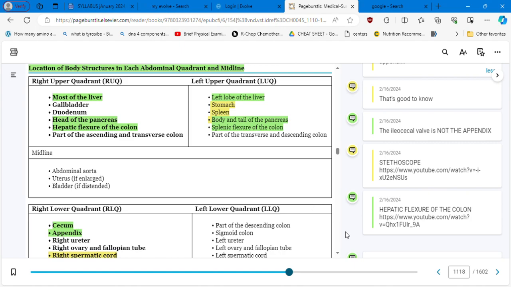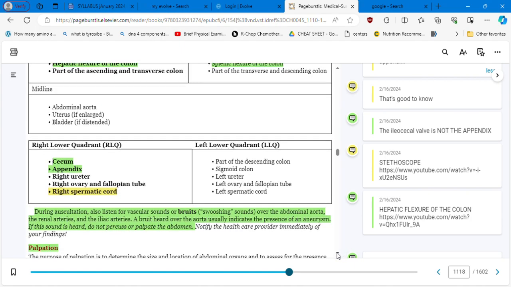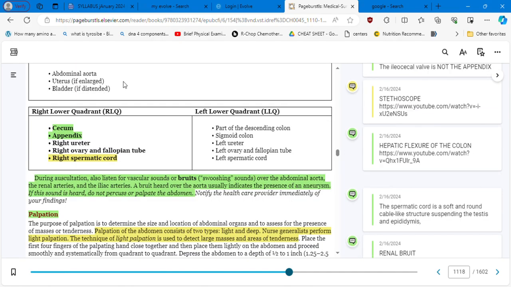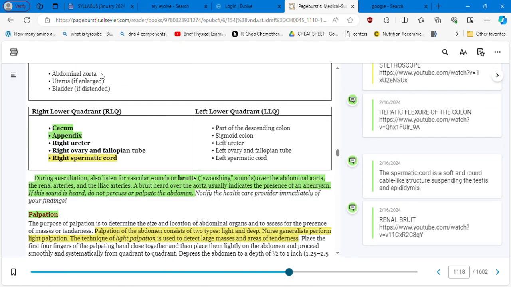So here you have more and more descriptions. In the midline, you have the abdominal aorta, which is coming from the heart and getting to the midline, and then bifurcates to the femoral arteries to the right and to the left. And also you have the uterus, if enlarged, in this midline, and the bladder.